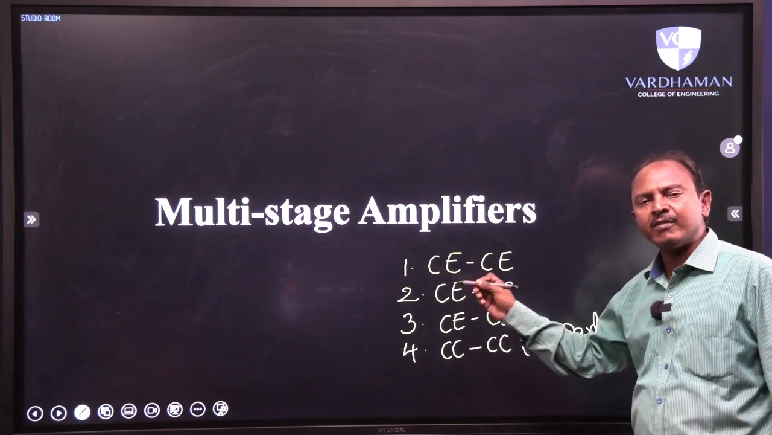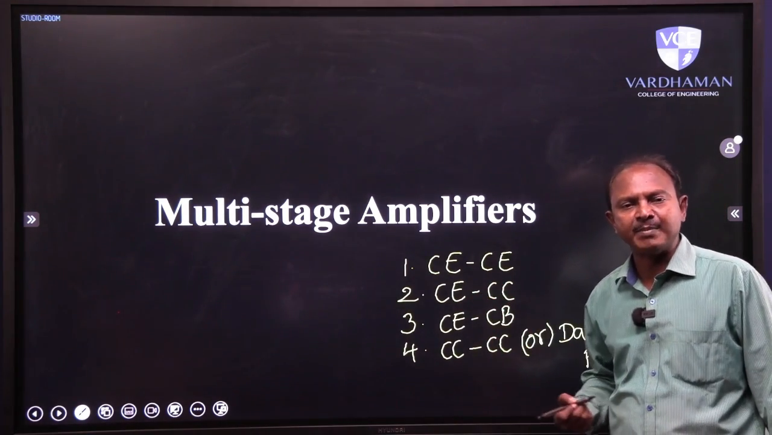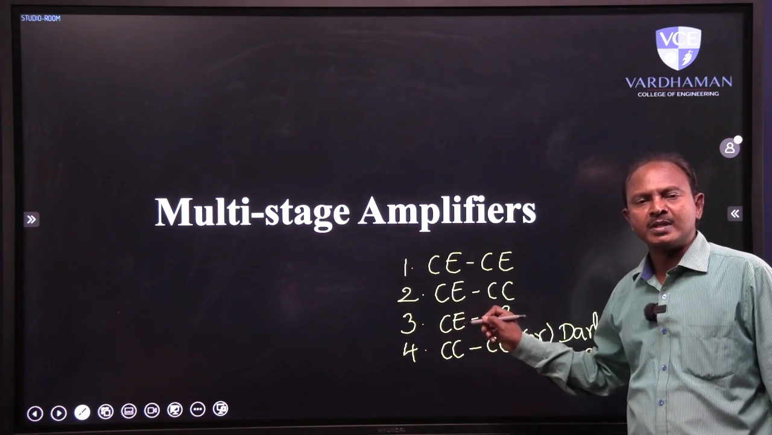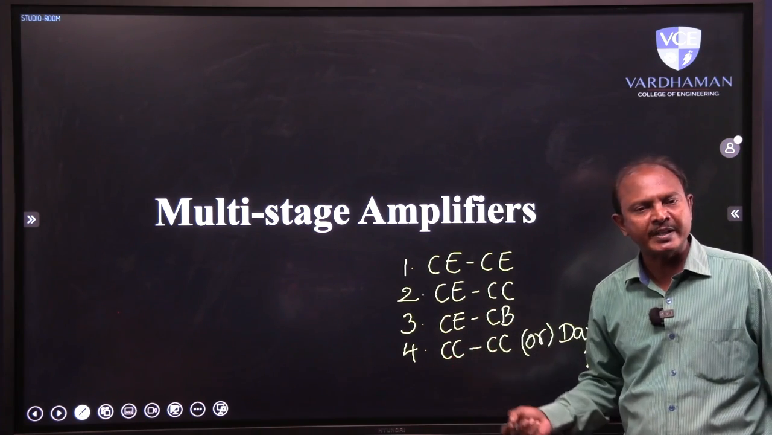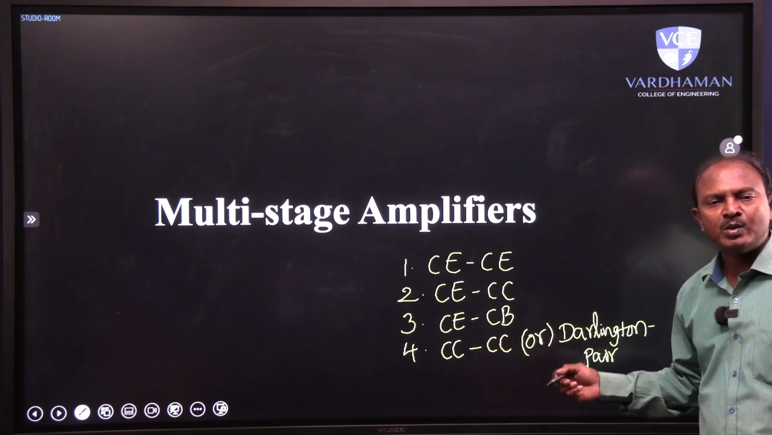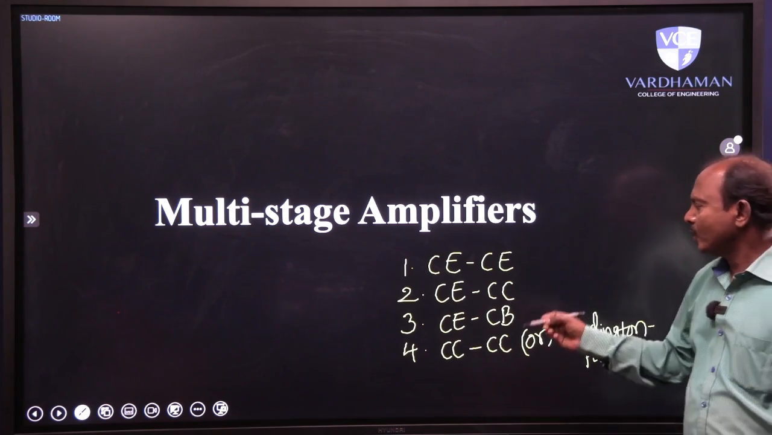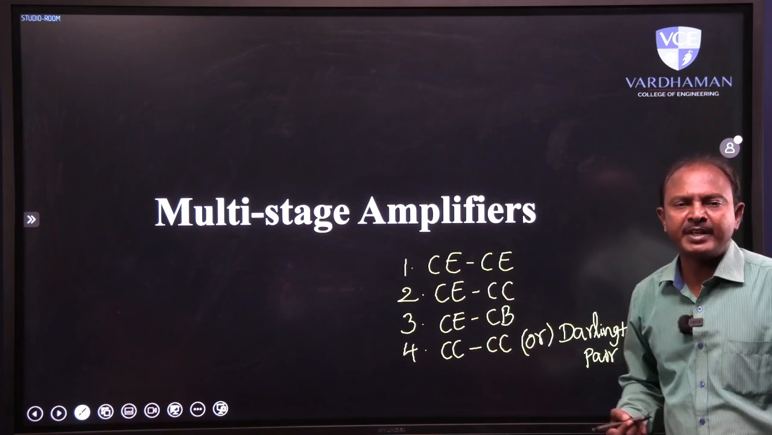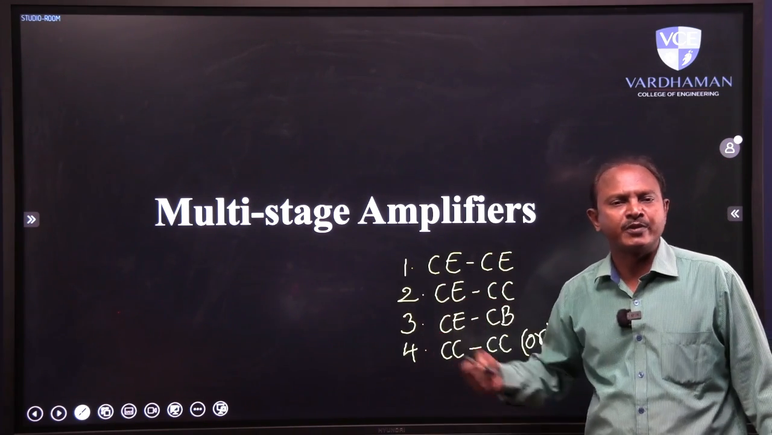Second one, we can have another combination, CE-CC cascade amplifier. Then we can cascade CE-CB. Of course, this cascade combination of CE-CB amplifier is popular as cascode amplifier. Then finally, we can have CC-CC or Darlington pair amplifier. So, in your university examination point of view or semester end examination point of view, analysis of any of these four amplifiers is a question for you.